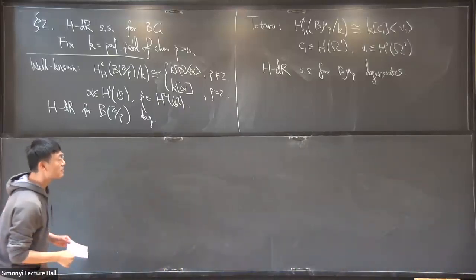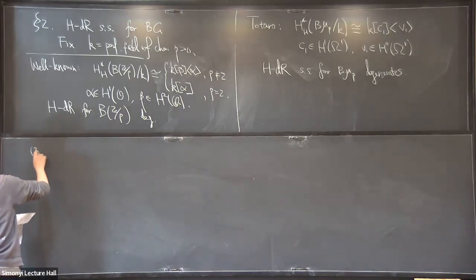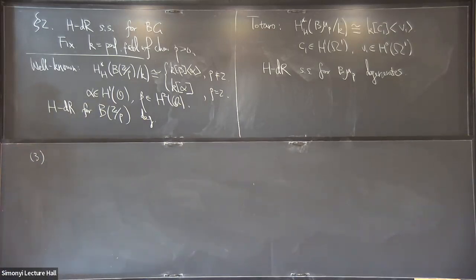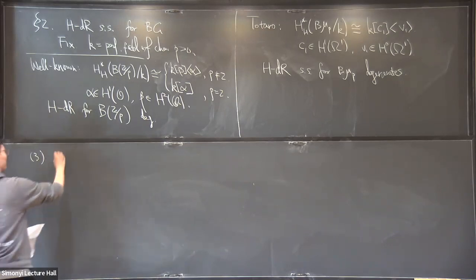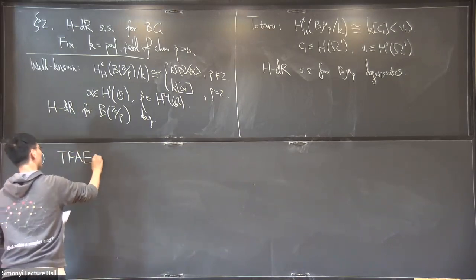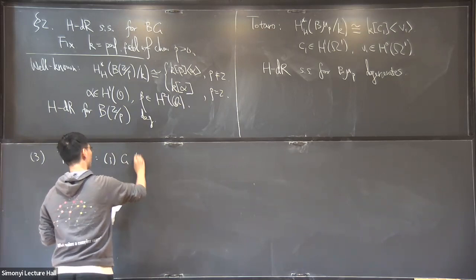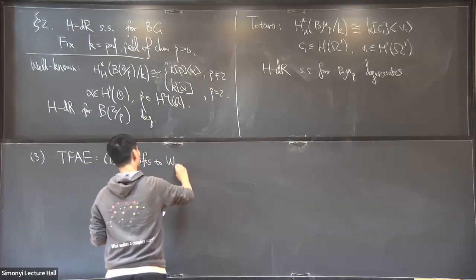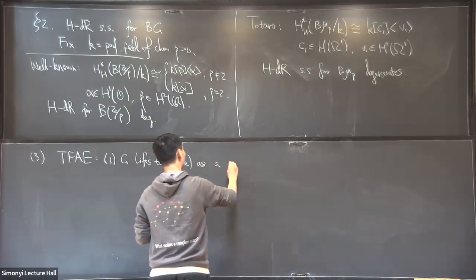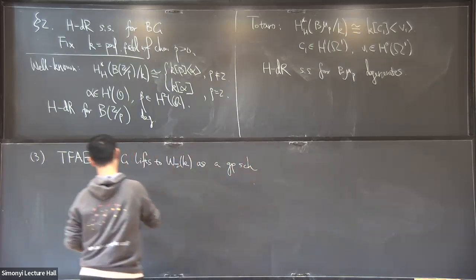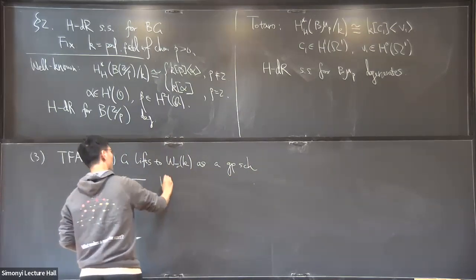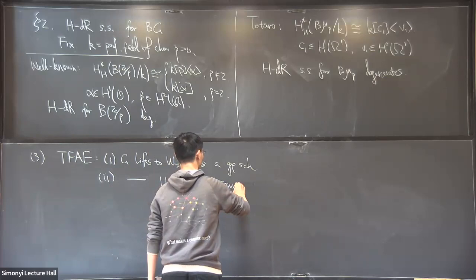And lastly, we have the third part, which concerns a criterion for when the Hodge to de Rham spectral sequence for BG will just degenerate on the first page. Turns out that the following several conditions are equivalent to each other. So first is, G lifts to W2(k) as a group scheme. And the second is the same condition, but here you say commutative group scheme.